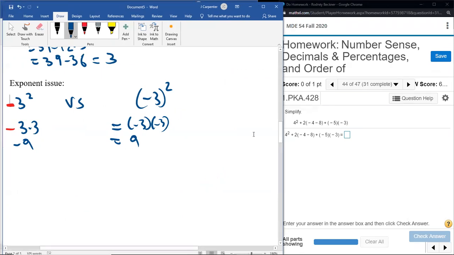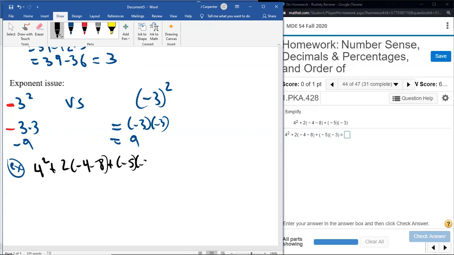All right, so 4 squared plus 2 times -4 minus 8 plus -5 times -3. So we have parentheses. Do we have multiple parentheses? No, in fact. This is the only one that counts as a parentheses because this is a single number, this is a single number. These are just used to wrap up negative numbers and multiply them. So we're going to do the parentheses first. So we leave the 4 squared alone. We leave the 2 outside alone.